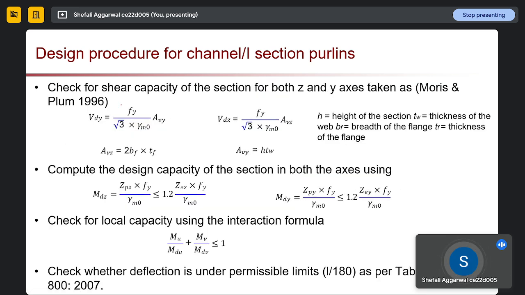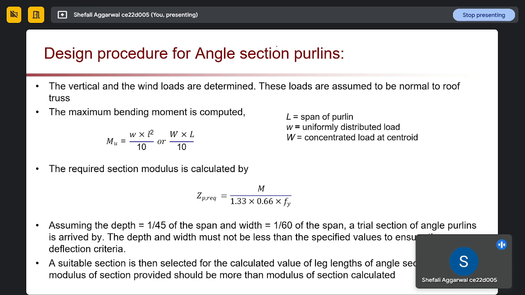Okay. Next is same way we check our design for the shear capacity. Then in both axes, in y direction as well as z direction, and then we will check it for the local capacity using our interaction formula. Last is check for the deflection. And so this is the same procedure we are following for all types of designs.